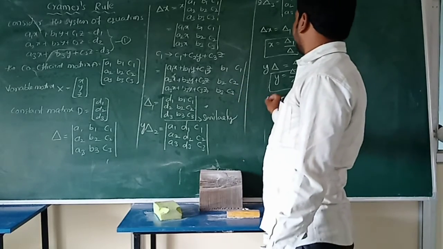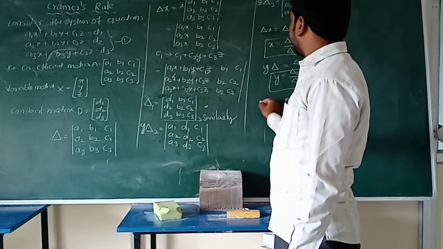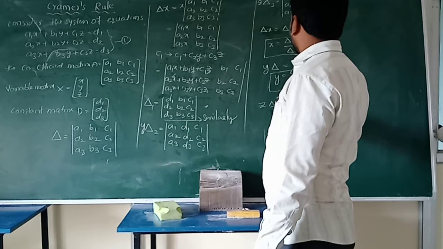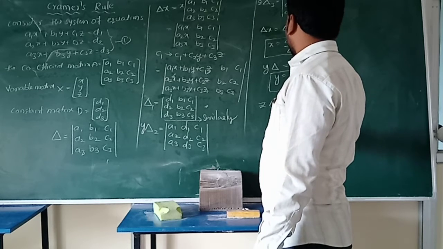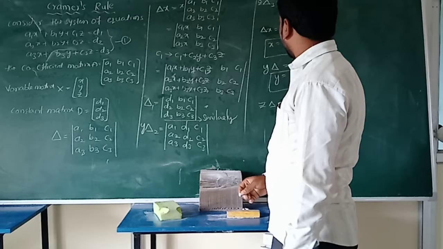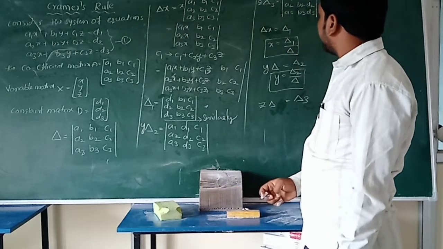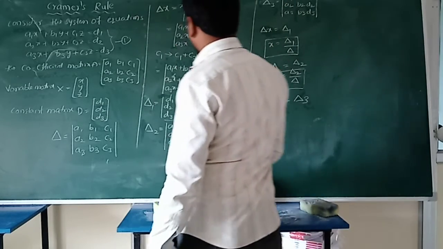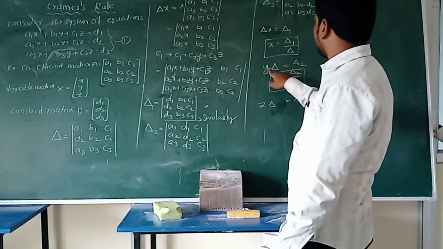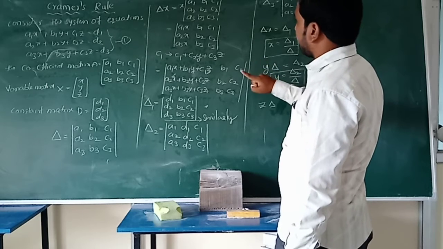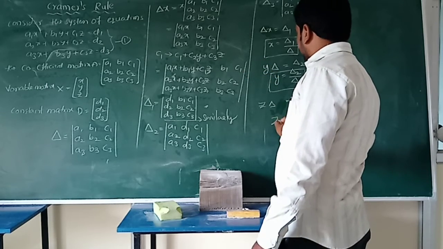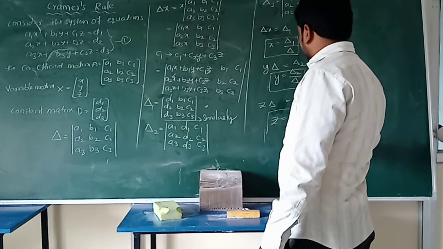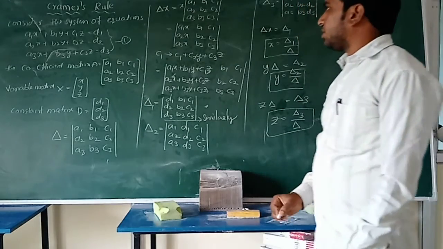Now next, z into delta is equal to delta 3. So z is equal to delta 3 by delta. These are the values of x, y, z.